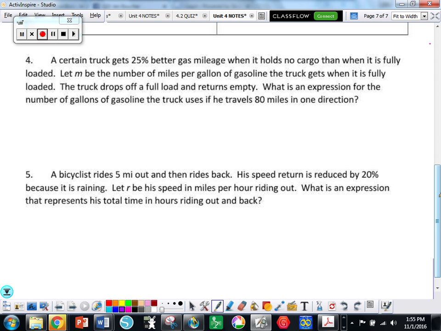A certain truck gets 25% better gas mileage when it holds no cargo than when it is fully loaded. Let M be the number of miles per gallon. That sounds probably like it's an important thing. Of gasoline the truck gets when it's fully loaded. So when it's loaded, my gas mileage is M.